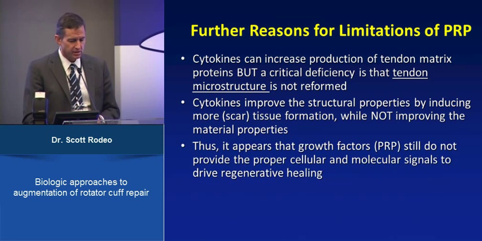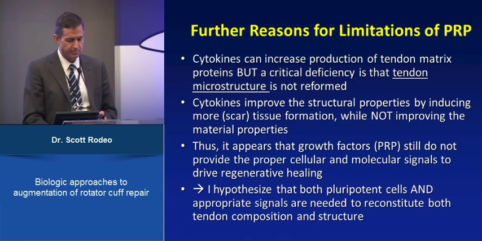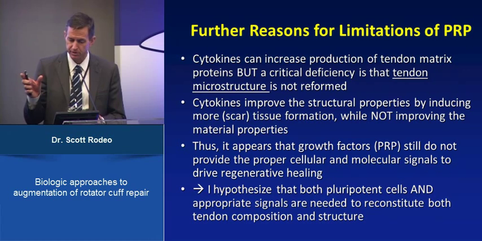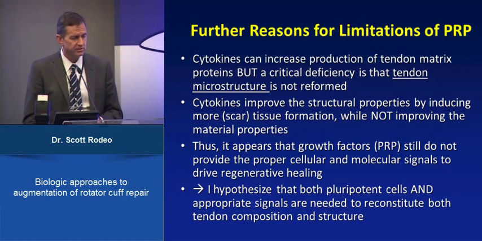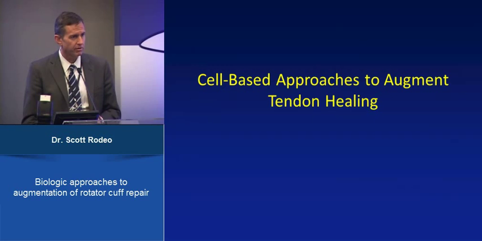So it appears that growth factors such as PRP still do not provide the proper cellular and molecular signals to drive regenerative healing. My hypothesis is that both pluripotent cells and the appropriate signals, such as from PRP, are needed to reconstitute both tendon composition and structure. And this leads to the topic of cell-based approaches to augment tendon healing. Certainly this is another hot topic that has great potential in our field.